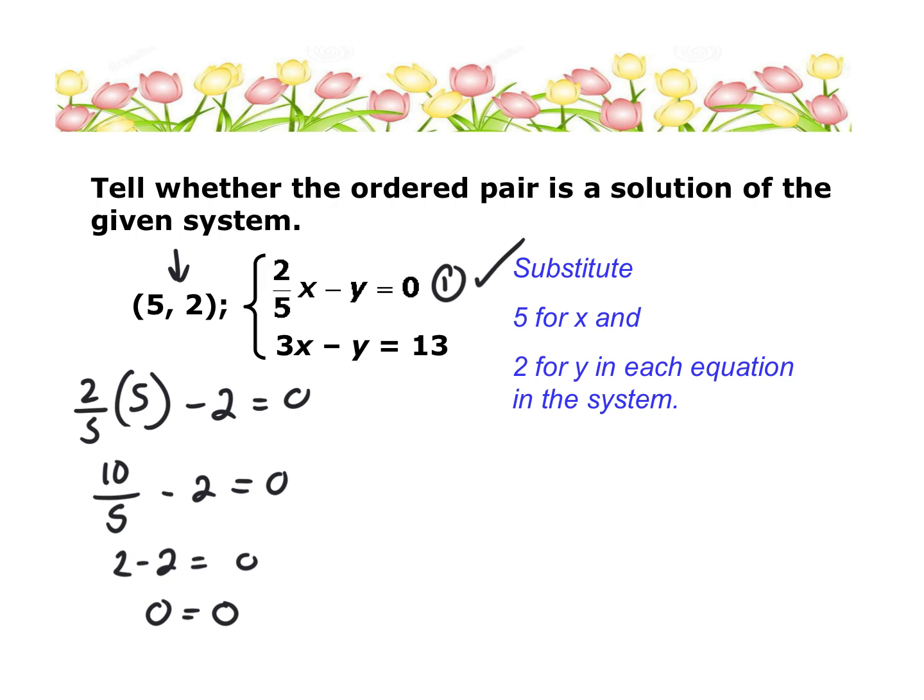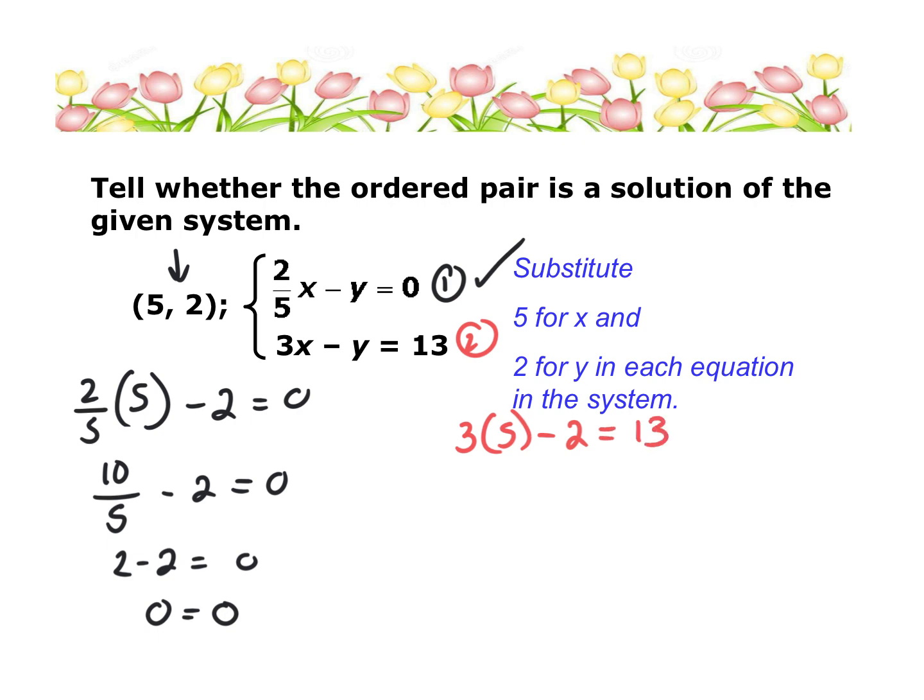So it is a solution for the first, but the key is they have to be a solution for both. So we're going to actually plug it into the other equation as well. And then for this, I'm going to do the second equation. I'm going to do it in red. So we're going to do 3 times, plug in the 5 for the x, minus 2 equals 13.